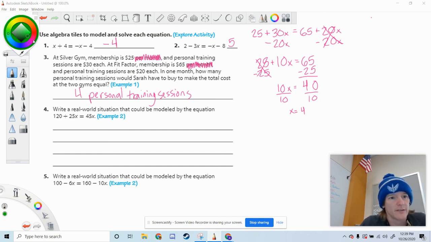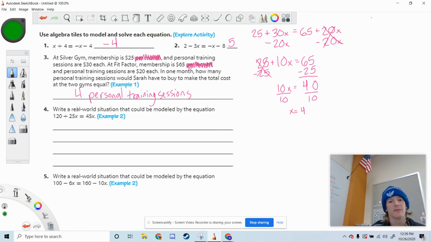Let's go with another color so we're not confused. Write a real world situation that could be modeled by the equation 120 plus 25x equals 45x. Well, let's just do it almost the exact same as what we did on the last one. We're going to charge a one-time fee of $120 and then $25 per day.